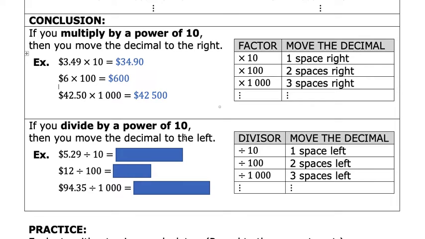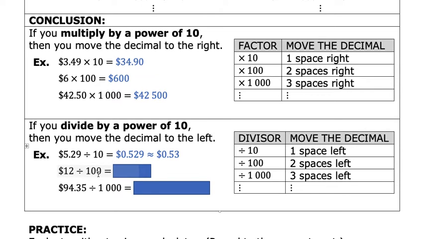If you divide by a power of 10, then you move the decimal to the left. And dividing by 10 means 1 space to the left, dividing by 100 means 2 spaces to the left, and dividing by 1,000 means 3 spaces to the left. So dividing by 10 will move this decimal over 1 space left. And that would be 0.529, which we would need to rewrite because money is rounded to 2 decimal places. So this would be approximately equal to 0.53.